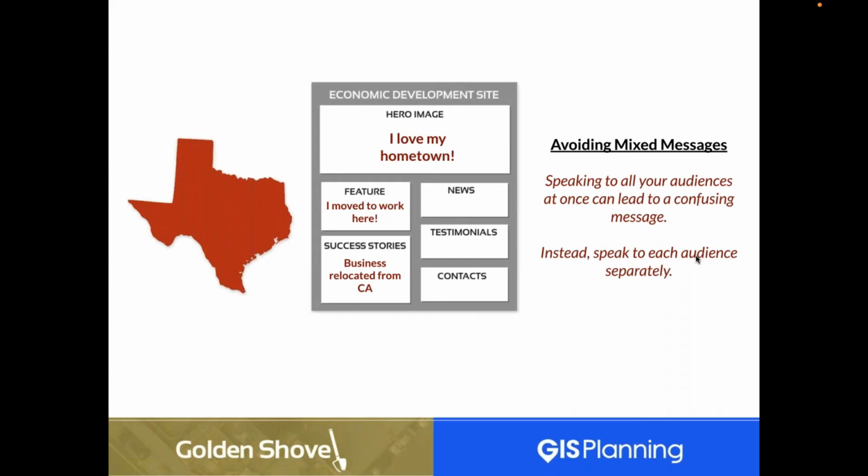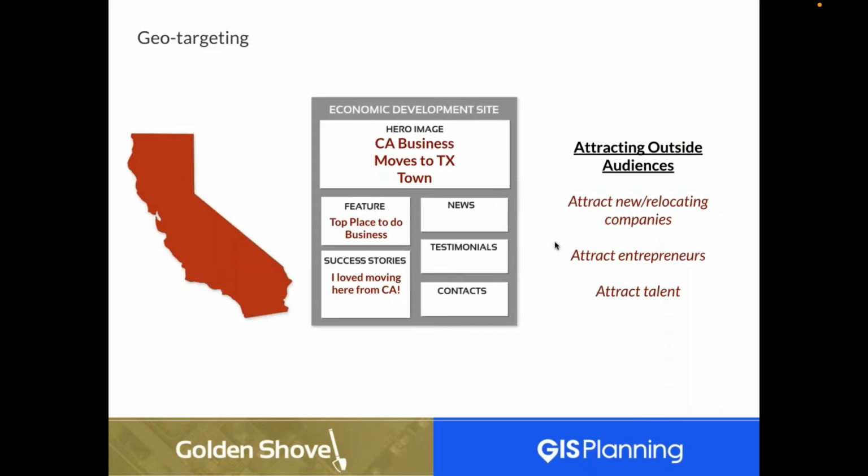So in this case, let's say you're talking to the state of Texas, and this is what the page looks like before. But if you know they're coming from, say, California, wouldn't it be nicer if your economic development site said, California business moves to Texas town, top place to do business, and the success story is a person that is thriving, that loved moving here from California and for all the reasons? If you know that someone's coming from a different place, you can track that and change the content.